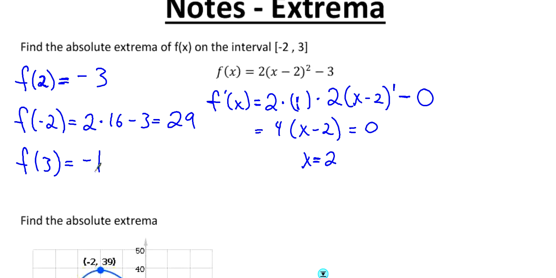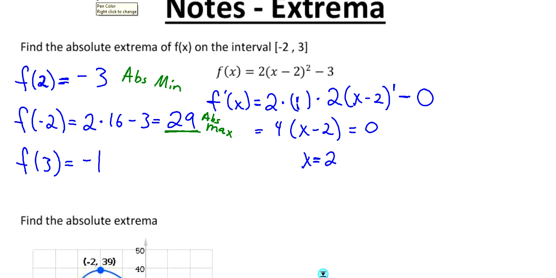Looking at these, this means that at -2, my maximum height is 29. So this is our absolute max at -2. Now the other two are the minimums, but what is the absolute minimum? -3. That is our smallest value, so that is our absolute minimum.